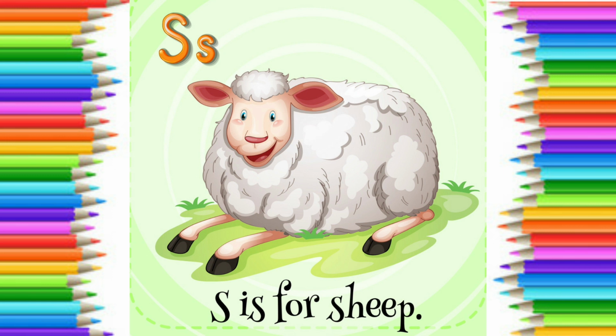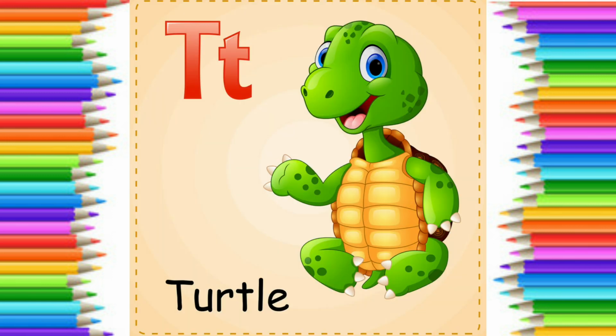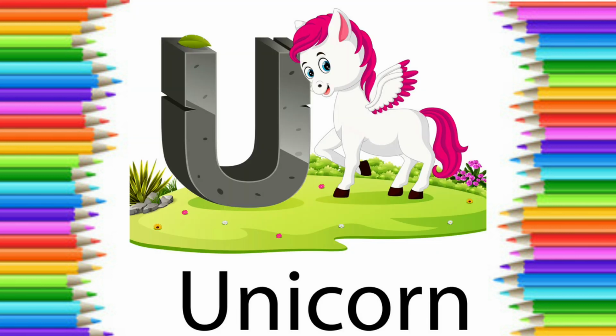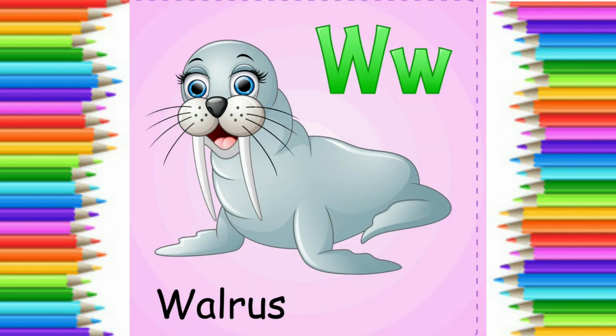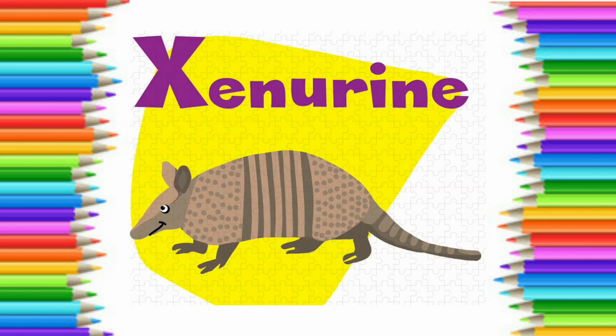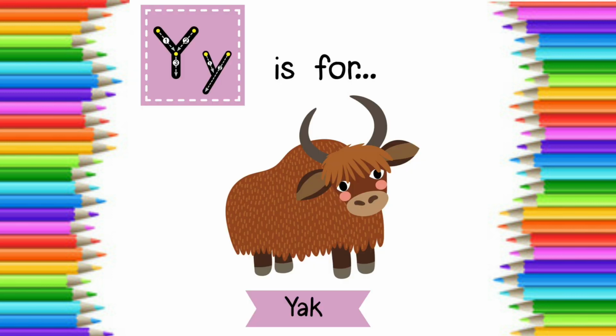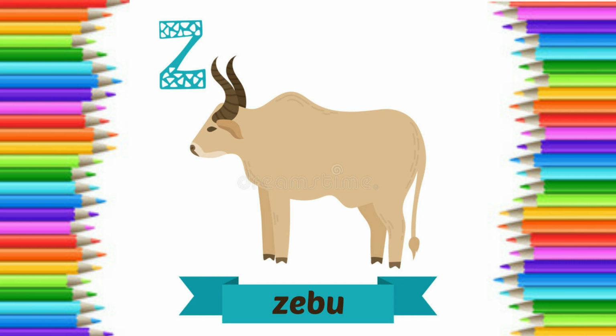S. S for sheep. T. T for turtle. U. U for unicorn. V. V for vulture. W. W for walrus. X. X for xenurin. Y. Y for yak. Z. Z for zebu.